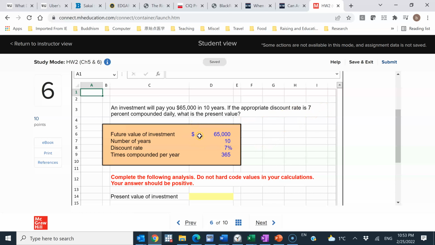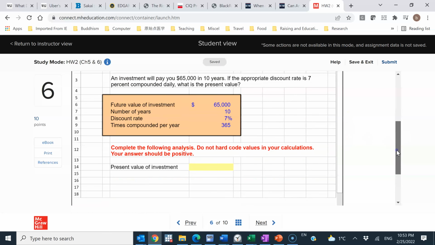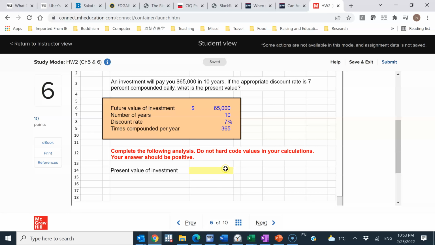The future value of the investment is this, the number of years is 10, discount rate this, times compounded per year is 365. So basically we need to complete the following analysis. Do not hard code values in your calculations. Your answer should be positive. So here we just need to put PV and open it.